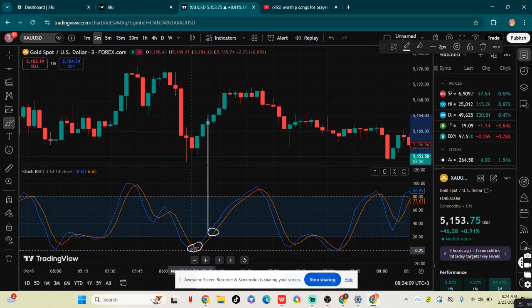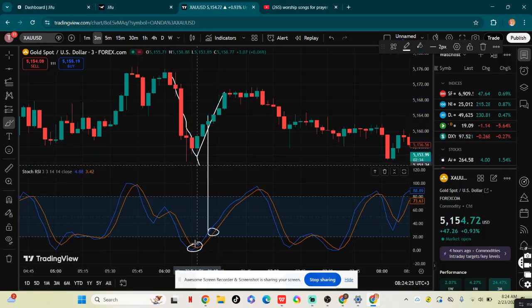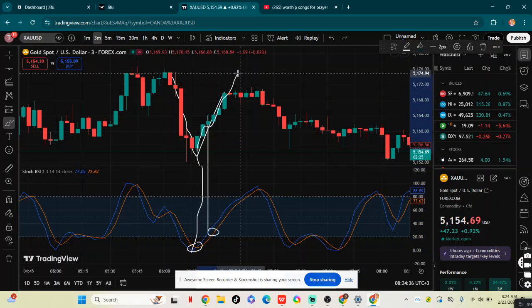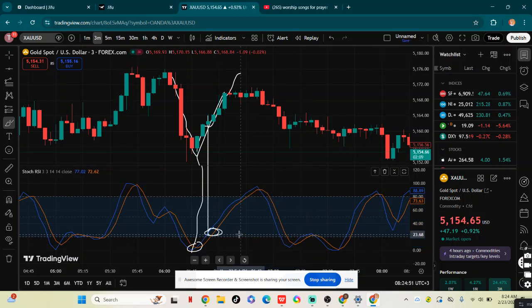Some people can enter when they cross each other at this side, because when they cross, you see the exchange of direction. There was a sell, then they came all of a sudden. At this point, when we got this green candle, that's when we got the crossover at this level. That means the market is about to buy, but we only buy when we get a confirmation, when the two RSI lines enter this region. Remember, this is the region I'm talking about, the three dotted lines, this region here. Once they enter that region, that's when we get a confirmation for a buy.